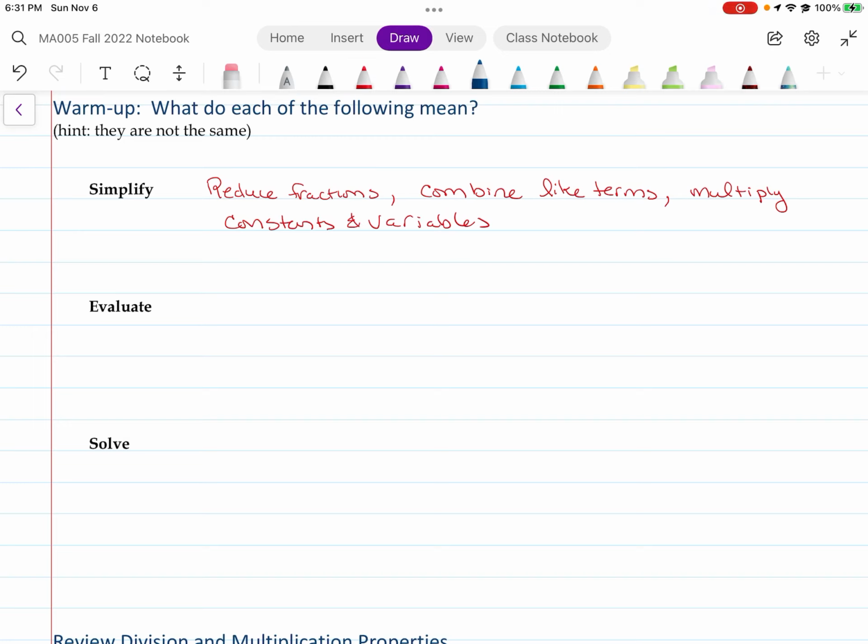So combine like terms, reduce fractions to simplest terms, all those kinds of things. All right, evaluate. So evaluate means to plug in a known number for the variable. That's what we do when we check. When we get an answer, we go back, we plug it back in and check. That's evaluate. This is how we check after solving.